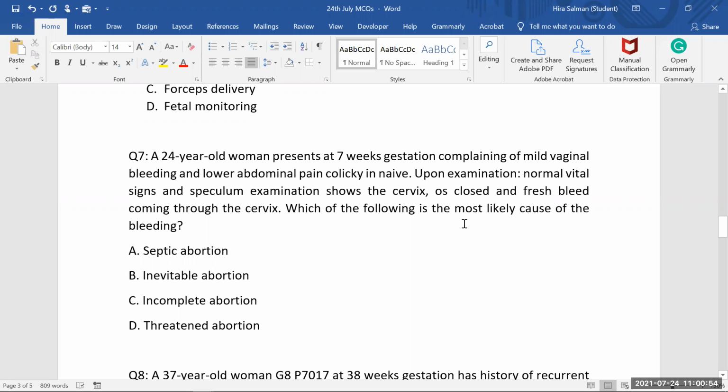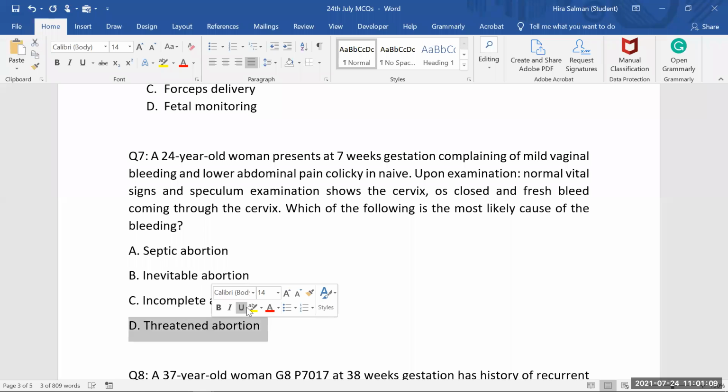Of course, threatened abortion, for making a diagnosis of threatened abortion, os should be closed, which is here, fetal heart should be there and intact. So fetal heart should be there, but here fetal heart is not mentioned, but it's saying mild vaginal bleeding and lower abdominal pain. So mild bleeding is there.